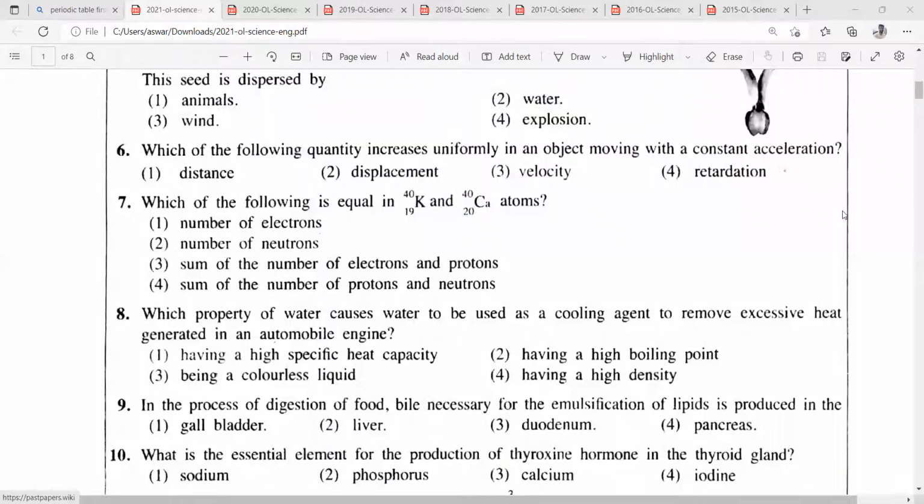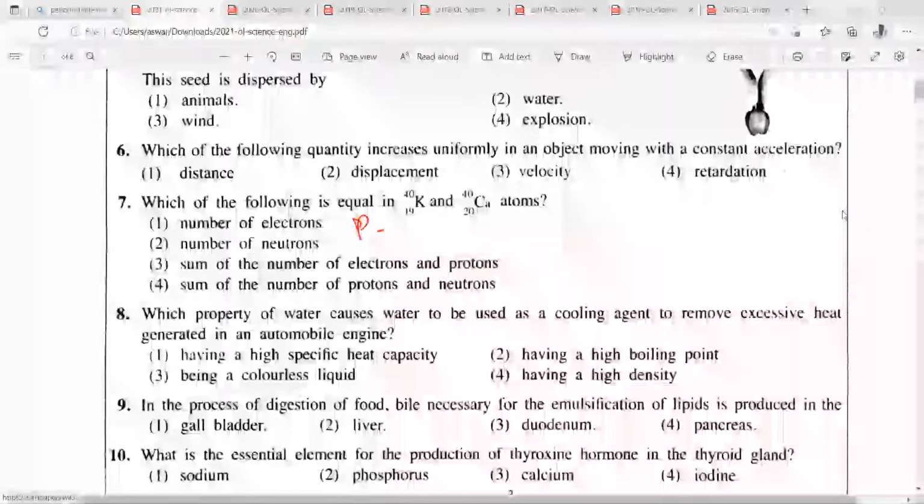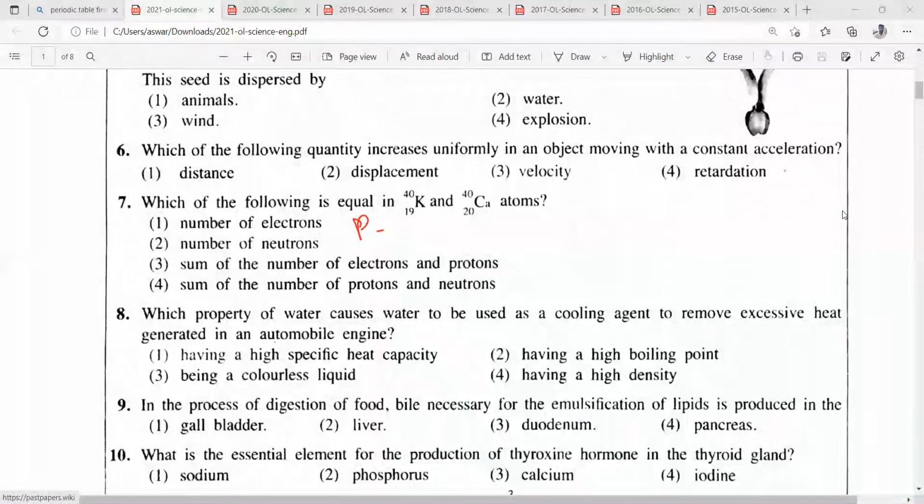Right. Okay. Now I am going to explain this one. Potassium 1940, and the calcium is 2040. Right. Now you tell me how many protons are there. Now, Hafsa, can you say how many protons are there in potassium?